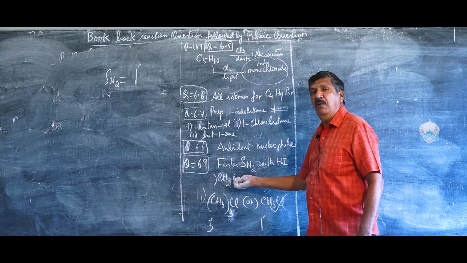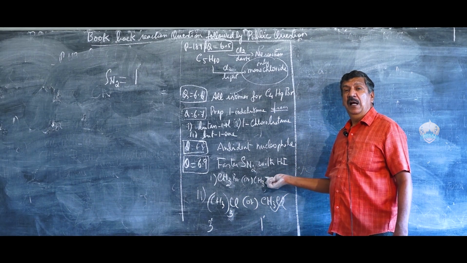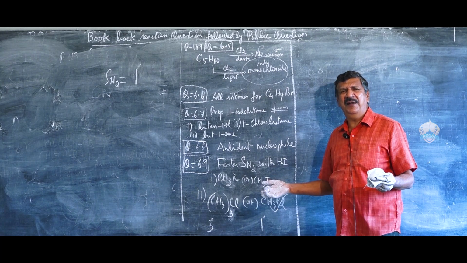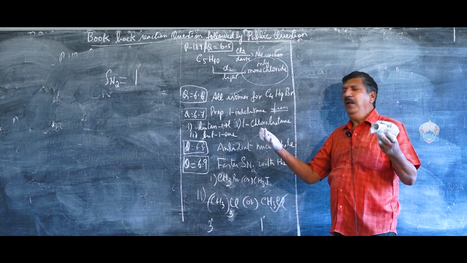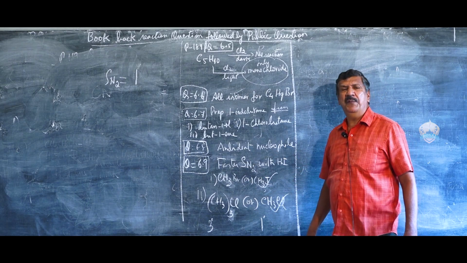The size is small in bromide. The size is bigger in iodide. So, the iodide, due to steric hindrance, will come away very quickly when compared to bromide. So, this will go for SN2 mechanism.